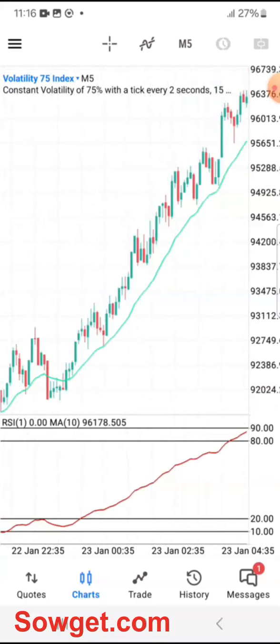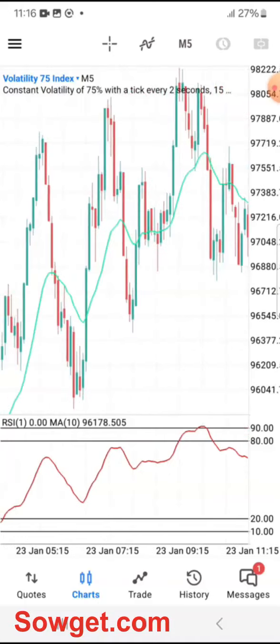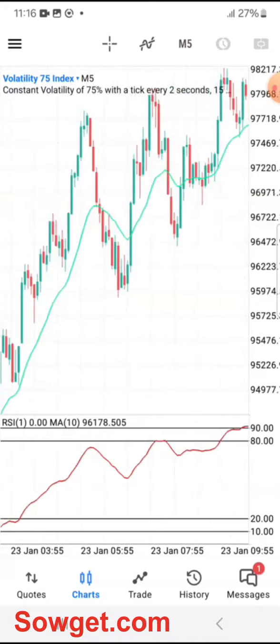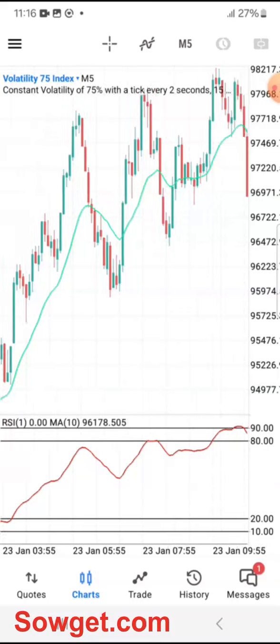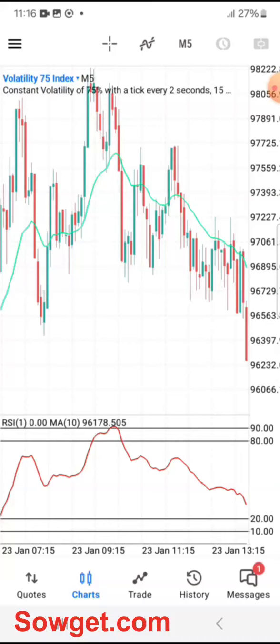Okay, now let me show you for a sell trade. Yeah, so you can see, if the red moving average does not go into the oversold or overbought regions of the RSI, do not take any trade. If I come to this point here, you can see that the opposite is the case for us to take a sell trade.